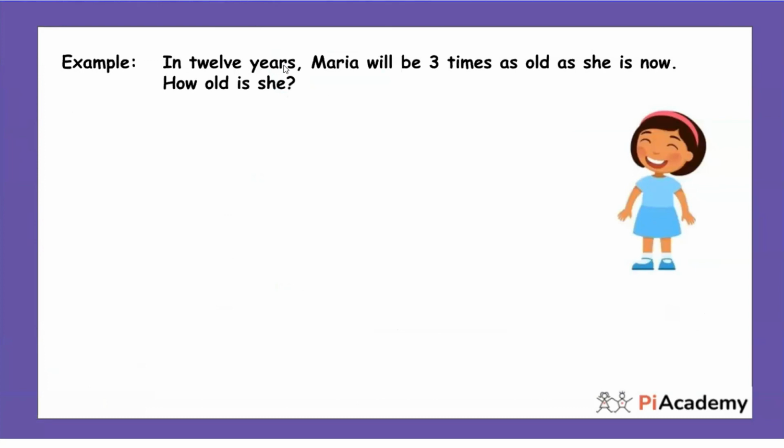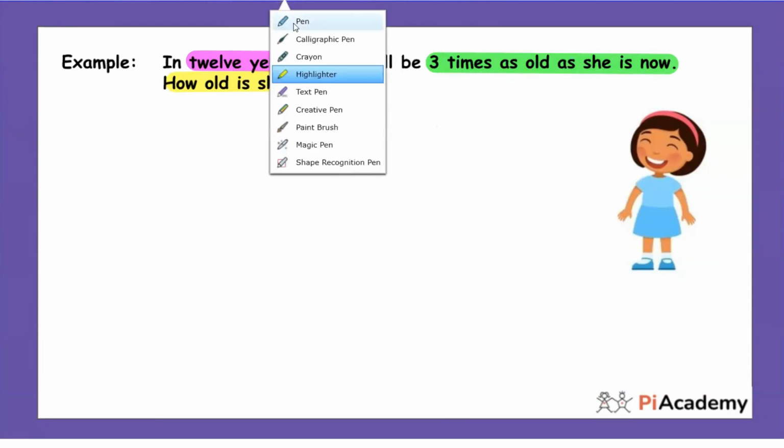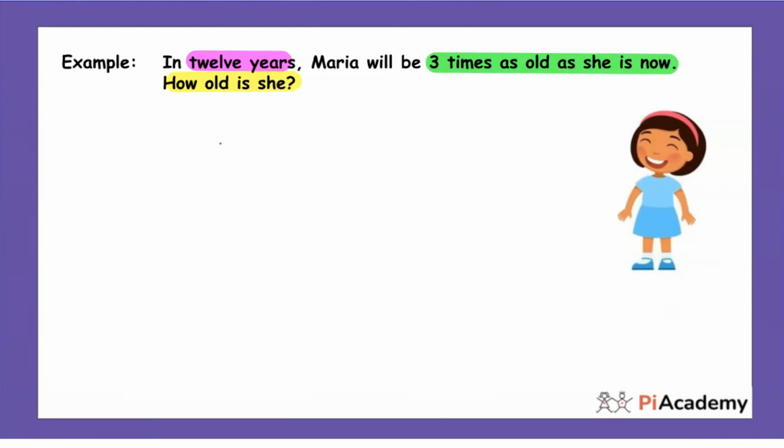In 12 years, Maria will be three times as old as she is now. What you can highlight here is "in 12 years." So the question is, how old is she? After reading this question, you must have one thing in your mind: there is only one person, right? So let's assume Maria's current age is x.